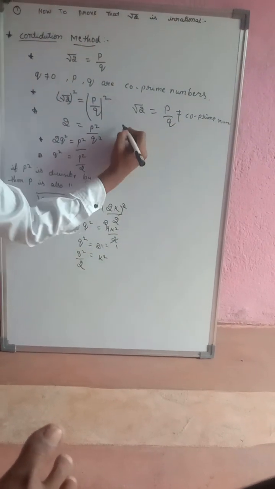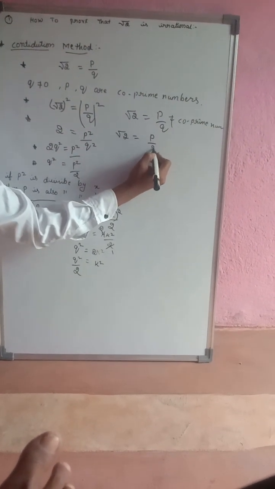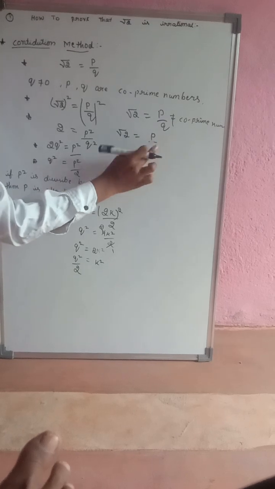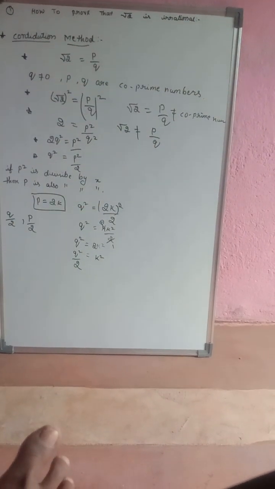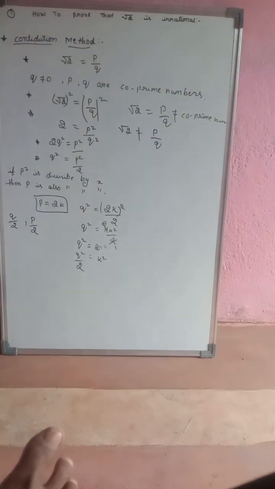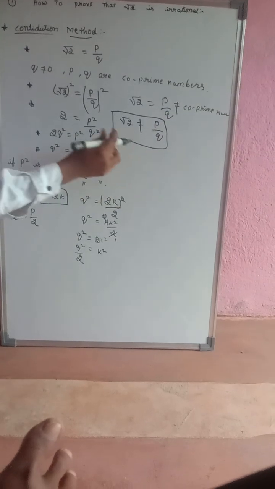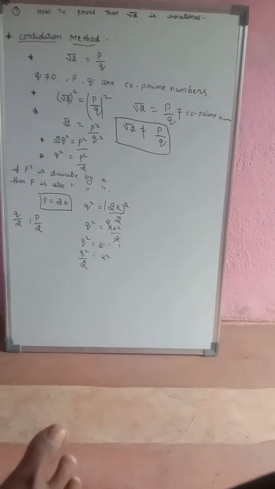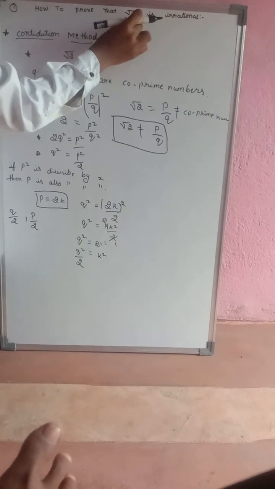So by this we prove that the square root of 2 is not equal to p by q, meaning the square root of 2 is not a rational number. Now we have proved that the square root of 2 is not a rational number. Then it is automatically proven that the square root of 2 is an irrational number.